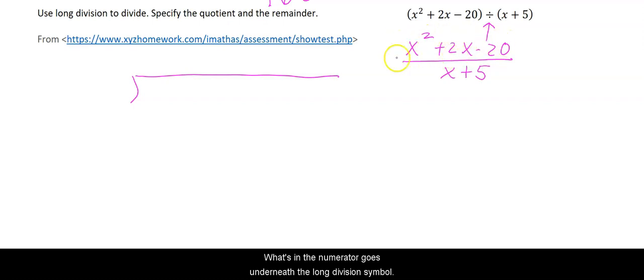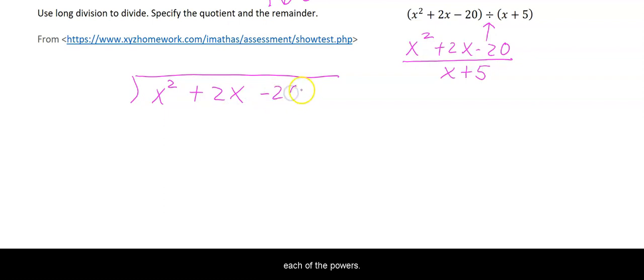What's in the numerator goes underneath the long division symbol. Notice that I will make sure that I have something for each of the powers of x from the highest degree down. Since my highest degree is 2, that means I want to have a place for x to the first and constants as well. I'll take my divisor and put it on the outside.